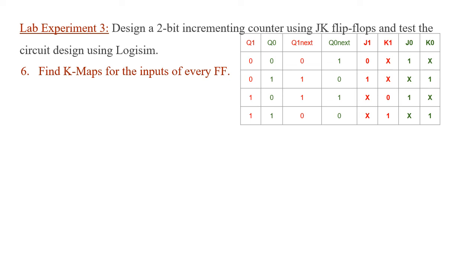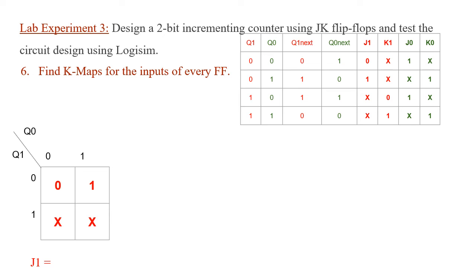Now, with the help of the complete state table, we're going to derive K-maps for each of the values of J and K that we have in the table. We're going to start with the K-map for J1. We're going to copy the values of J1, so it will be 0, 1, don't care, don't care. Then we're going to group the ones that we have, which allows us to end up with J1 being equal to Q0.